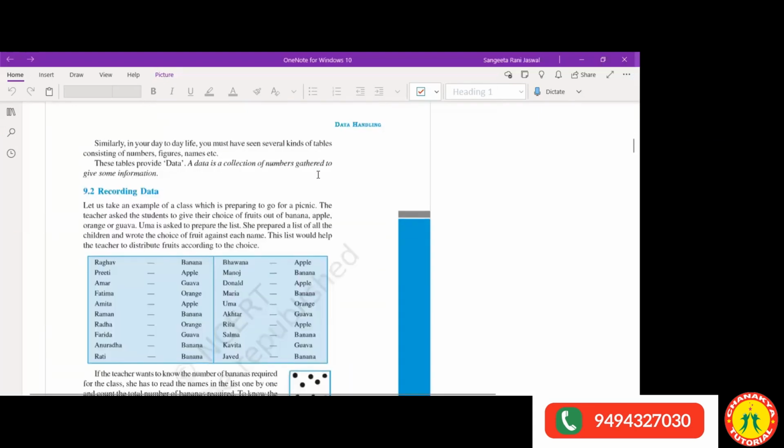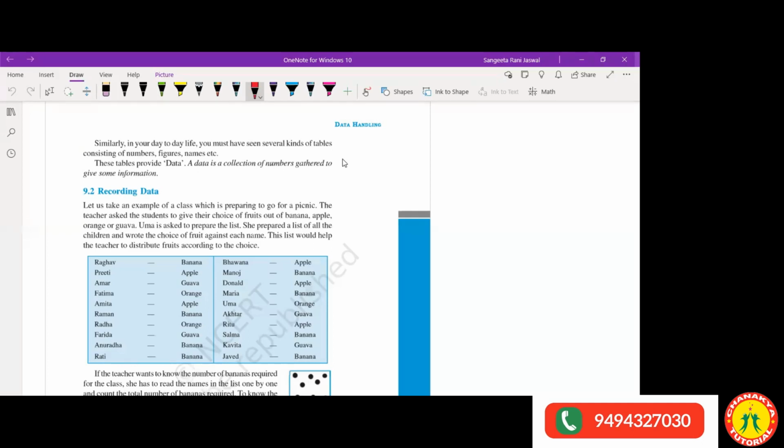Okay, so this is data handling. Data is a collection of numbers gathered to give some information. So any information which we gather and represent in number form is data. Now, the first step is recording the data. How do we record the data? Suppose your class teacher is taking your attendance, that means she's taking how many students are present today and how many are absent today. So she's recording the data. So many are present, so many are absent. That's data recording.